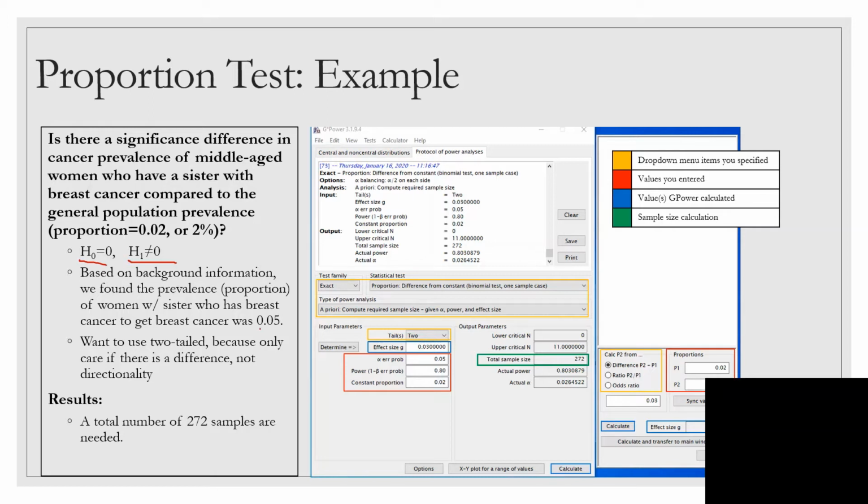Background on this proportion of cancer prevalence for women with breast cancer, it's 0.05. So we can enter the P2 there, the P1 there. We can sync the values. And once again, we're doing the difference P2 minus P1 for the options to get an effect size G of 0.03. And we're going to use 2-tailed because we don't care about the direction, just if there's a difference. And our constant proportion, of course, was that 0.02. We get a total sample size of 272.